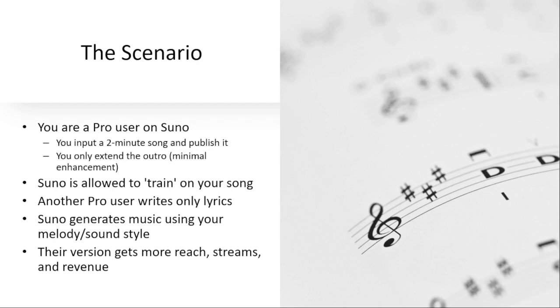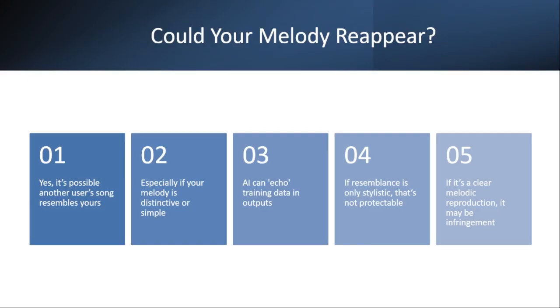Now, if that were to happen, could your melody reappear? Yeah. Another user's song resembles yours? Yeah, happens all the time. Especially if your melody is very simple. Now, AI can echo training data in outputs. If resemblance is only stylistic, you can't protect that. If it's a clear melodic production that is a more advanced melody, then it might be an infringement.